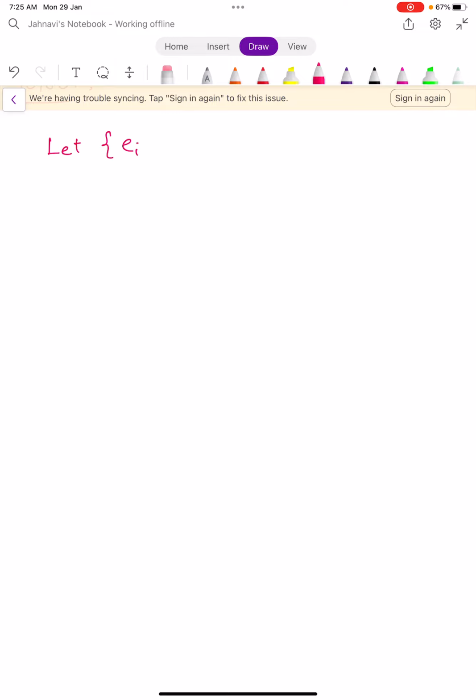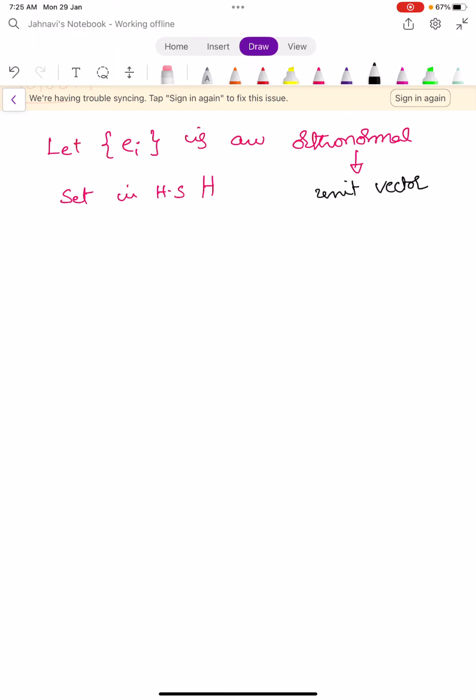Let us take the set {e_i} is an orthonormal set. By the definition of an orthonormal set in the Hilbert space H, every vector in this set is a unit vector, and every pair of distinct vectors are orthogonal, for i not equal to j. So remember that, orthonormal set.